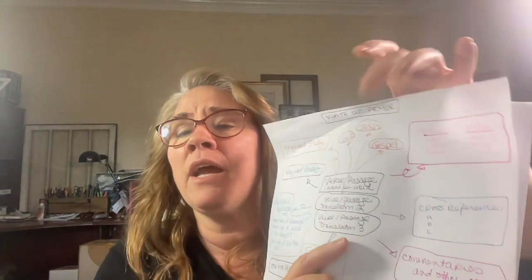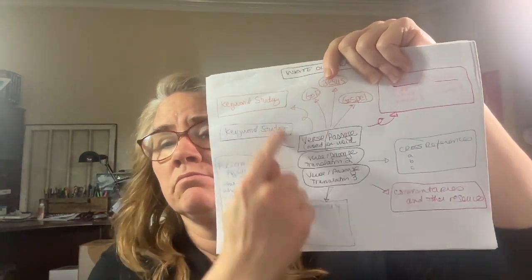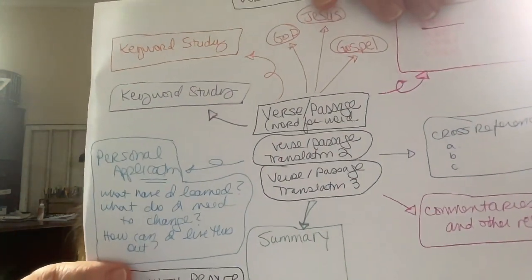So you just choose two translations in addition to your original, and then I write my verse out 3 times, just 3, and it just says verse or passage. You can do this long ways if you need to, whatever you need to do. Okay, so that's number 1.